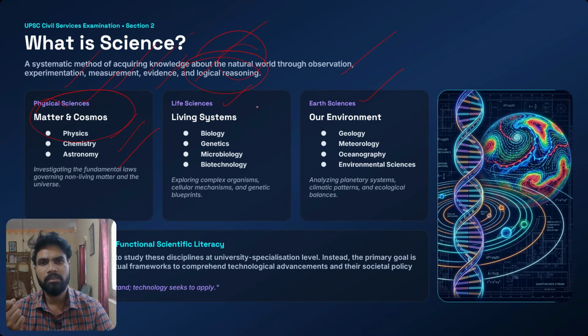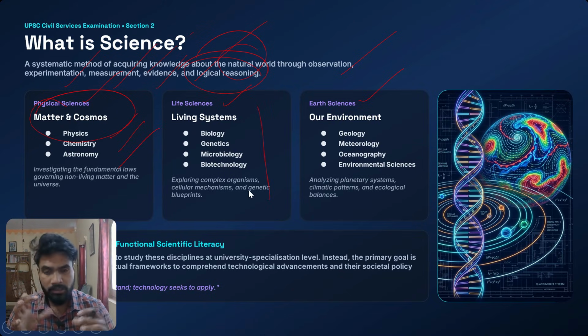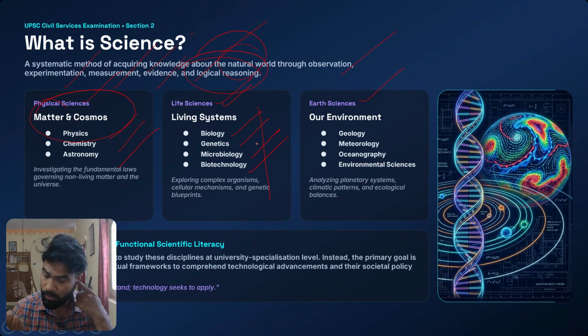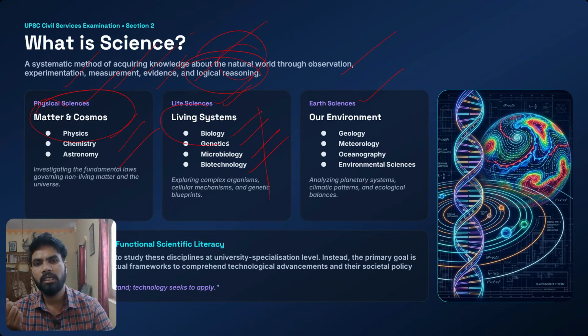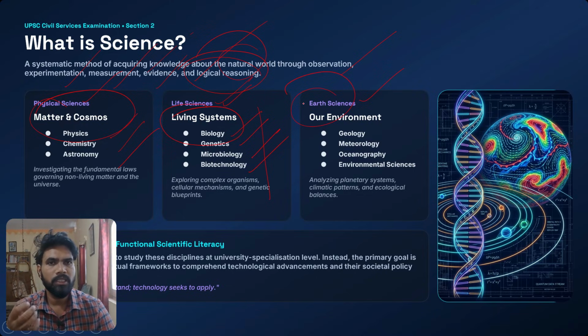Then the other stream is the life sciences. The best examples are biology, genetics, microbiology, biotechnology, etc. This is studying and understanding living systems. Then we come to earth sciences. These study and understand our environment, our ecology, our surroundings. The examples are geology, meteorology, oceanography, environmental sciences, etc. Broadly, you can divide the streams in science into these categories.